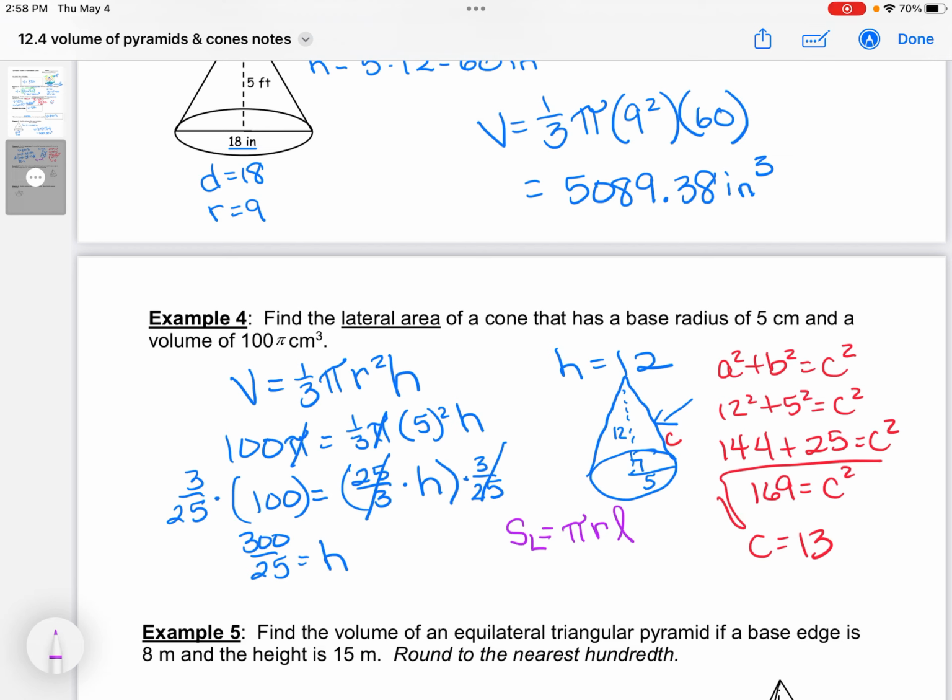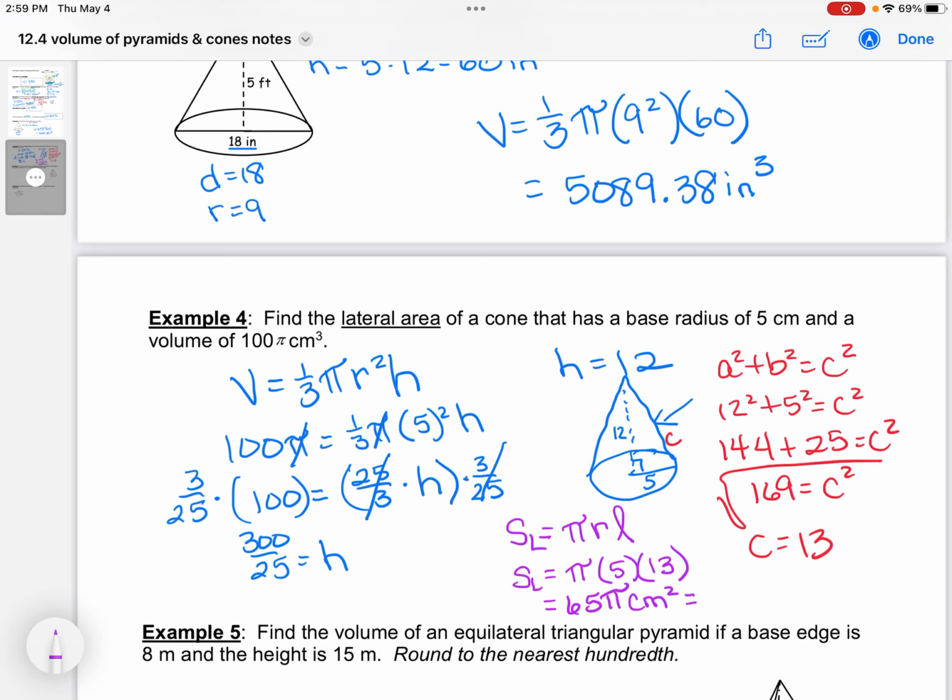Pi r L, and remember L is the slant height, that's what I was trying to remember. So slant height, which is 13. So the lateral surface area is pi times 5 times 13. And 5 times 13 is 65. So I have 65 pi.